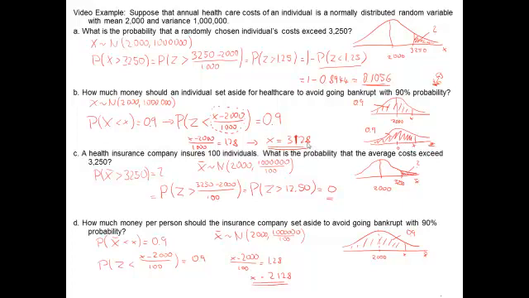because for an individual healthcare costs are very volatile. But average healthcare costs over 100 people, they're not that volatile. They bounce pretty tightly around 2,000. So an insurance company needs to set aside only 2,128 to avoid going bankrupt with 90% probability, whereas an individual needs to set aside 3,128.